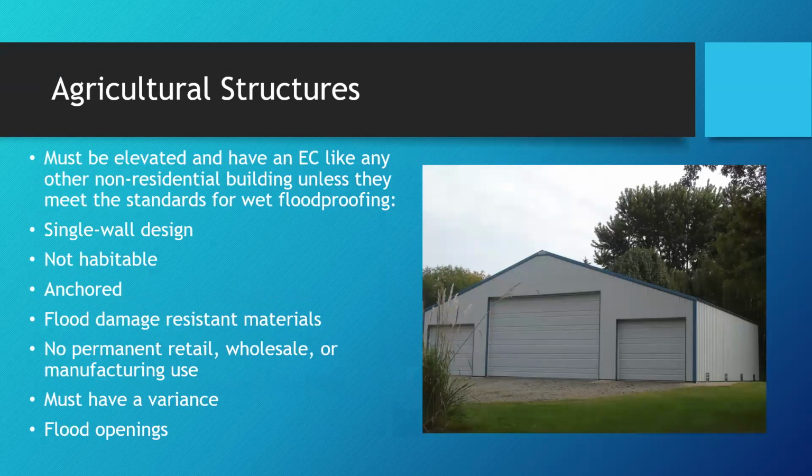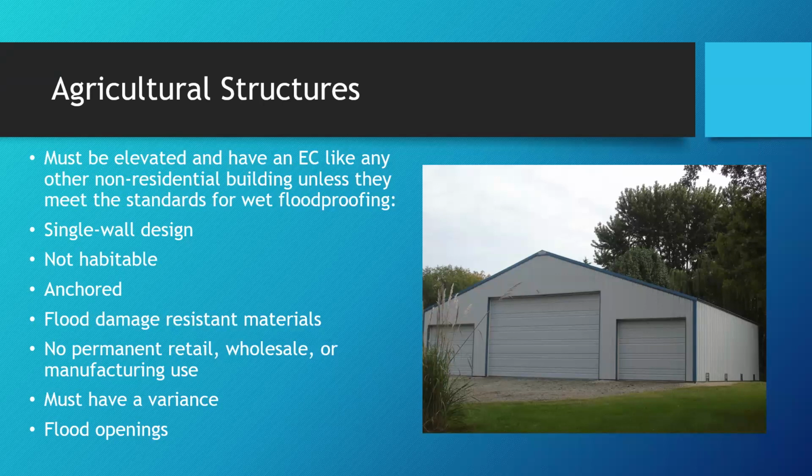So agricultural structures, another common thing here in Kansas. Again, it would have to be elevated and have an elevation certificate like any other non-residential structure unless they meet their own standards for wet flood proofing. Single wall design, not habitable, anchored, flood damage resistant materials.